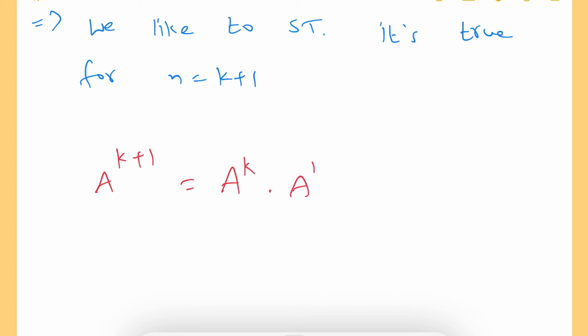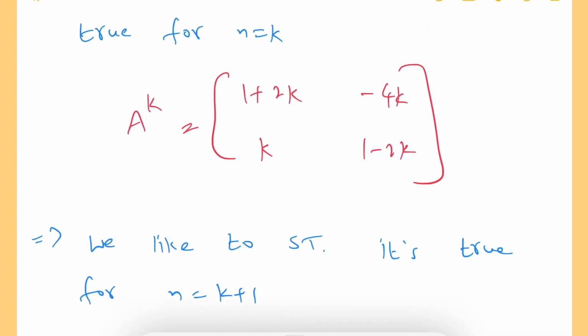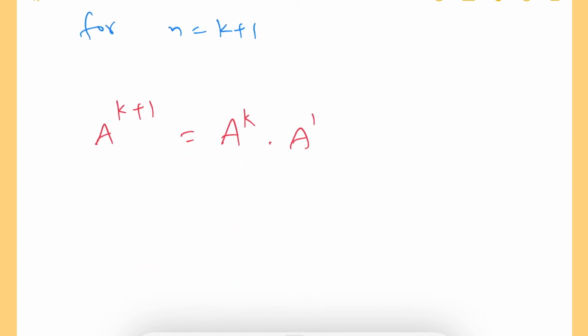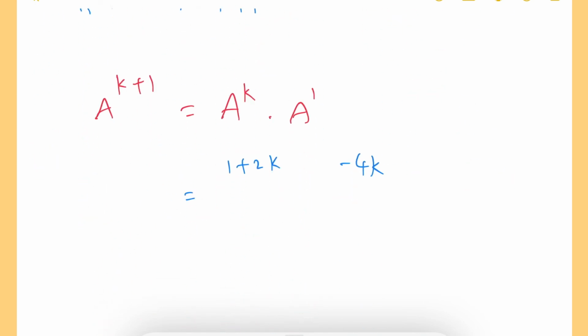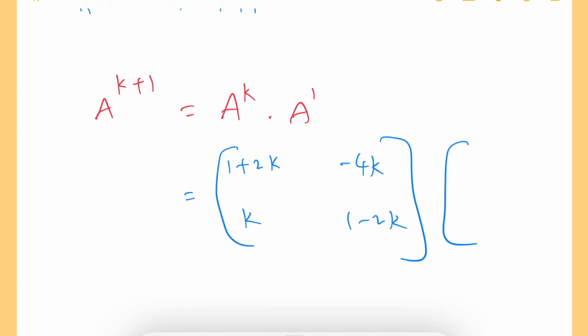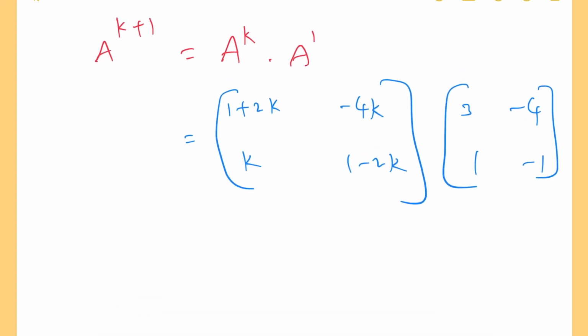Okay, now let us substitute these values. A power k, what we got? 1 plus 2k, minus 4k, k, 1 minus 2k. This is the value of A power k into A. They gave it as 3, minus 4, 1, minus 1. Okay, let us multiply these now.